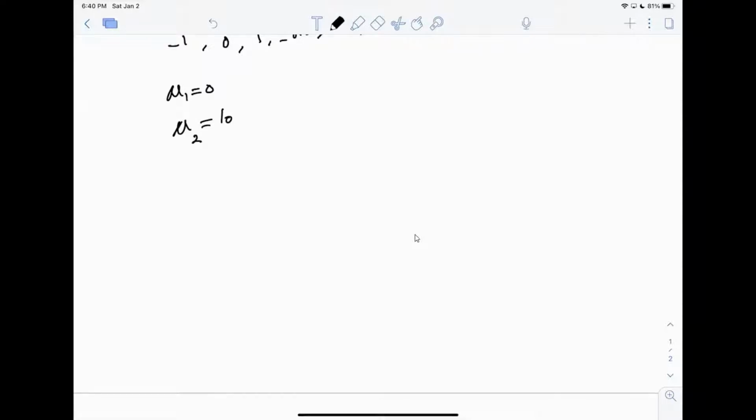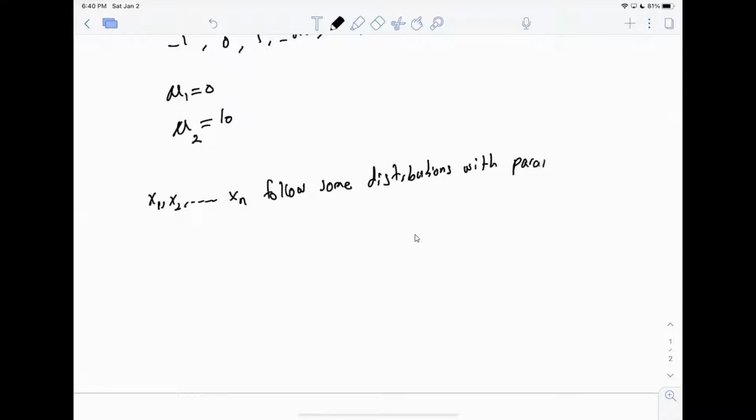What I'm going to tell you is usually the setup. Usually, you are given some data, a random sample as they call it, x1, x2, all the way to xn. They are random samples that follow some distribution with parameter theta, an unknown parameter theta.